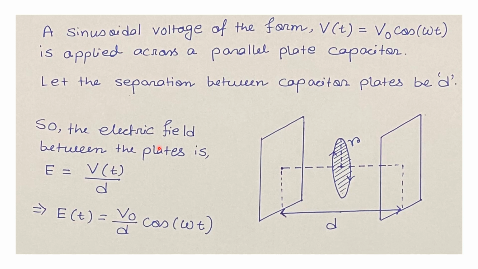The electric field between the plates of the capacitor is E equals the applied voltage along the capacitor plates, that is V(t), divided by the separation of the capacitor plates, that is d. So the time varying electric field between the capacitor plates is given by E(t) equals V0 divided by d times cos(omega t).